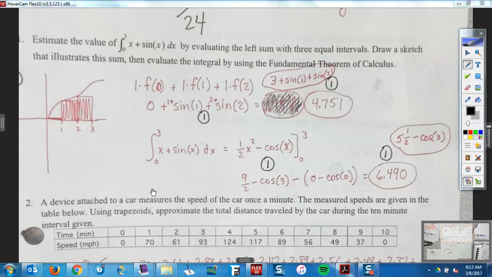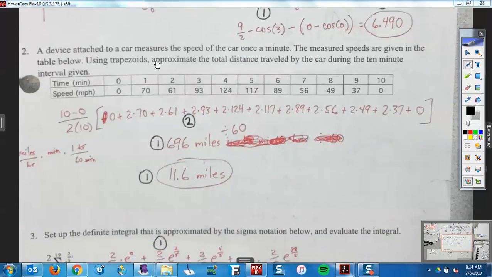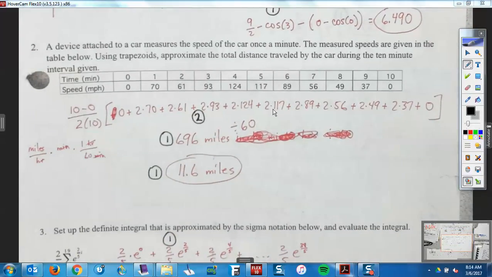All right, next one. We had a similar one in the homework, so that was probably a good thing. You would have had that one because this was minutes and miles per hour, so it would be kind of silly. Even though you do go 100 and some miles an hour, in 10 minutes it would be hard to go 696 miles. You'd really be moving, right? You go 11.6 miles. You have to divide that by 60.